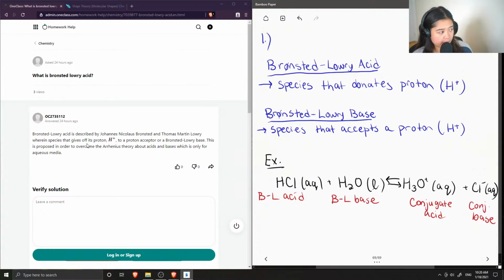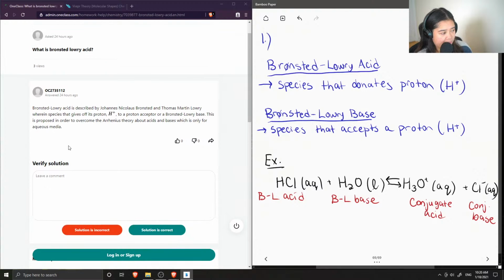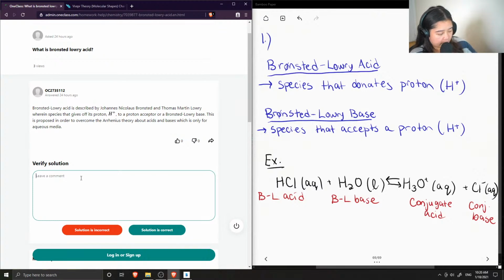And the junior tutor said that Bronsted-Lowry acid is described by Johannes Nicolas Bronsted and Thomas Martin Lowry, wherein species that give off its proton, H+, to a proton acceptor, or Bronsted-Lowry base. This is proposed in order to overcome the Arrhenius theory about acids and bases, which is only for aqueous media. Okay, so the solution is correct.